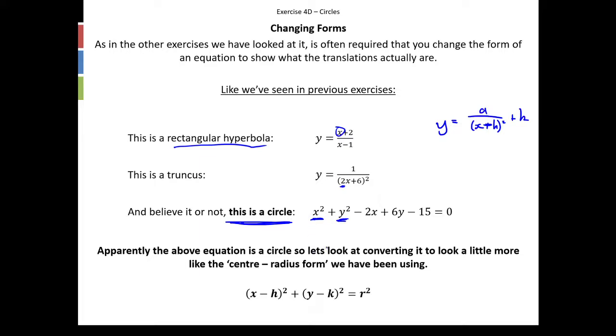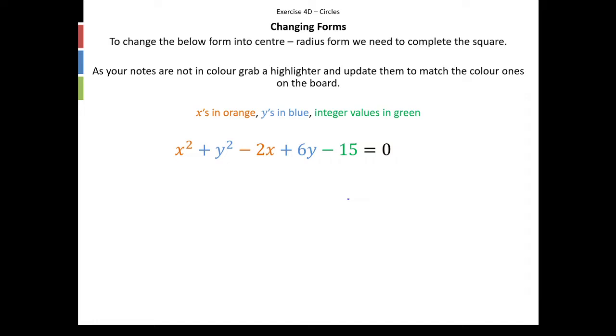So we need to be able to convert it into this general form down here. How do we do that? Well, we're going to use completing the square. Now I know some of you still don't like completing the square, but you have to use it, and you have to use it twice in here. So I'll show you how we do this.